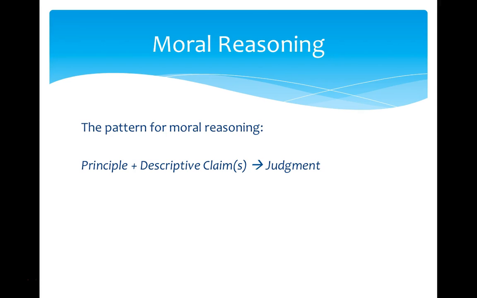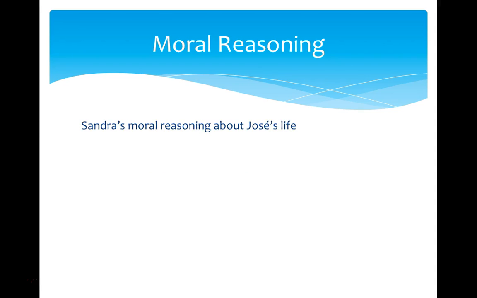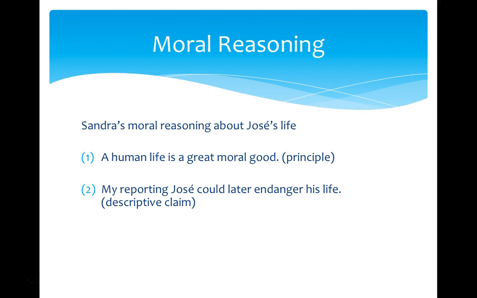So, moral reasoning has a particular pattern. You begin with a principle, then you add a descriptive claim or claims that attach that principle to the world, and then this leads to a moral judgment. So, for example, we can work through Sandra's moral reasoning about José's life. She begins with a principle that a human life is a great moral good. We follow this with a descriptive claim attaching this principle to the world.